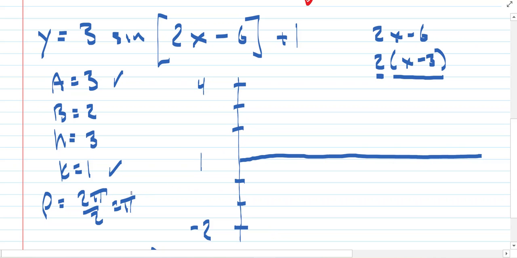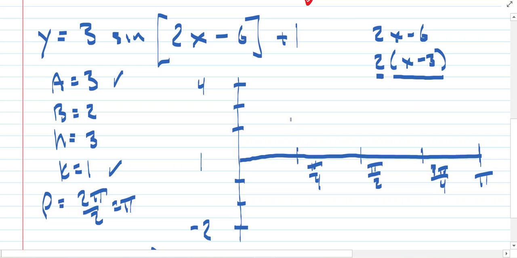I know that my period is pi, so let's make this right at the end pi. And then let's identify the halfway point, which would be pi over 2, the quarter point, which would be pi over 4, and then this point, the 3/4 point, would be 3 pi over 4.